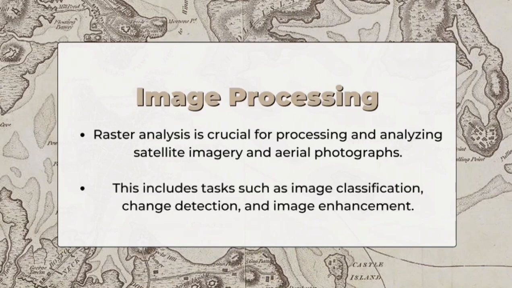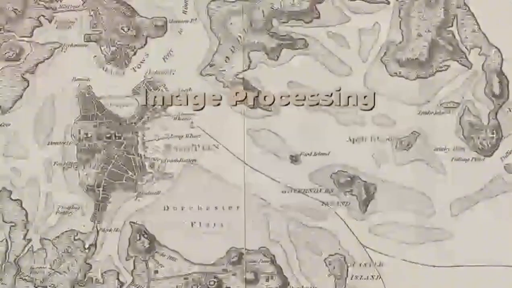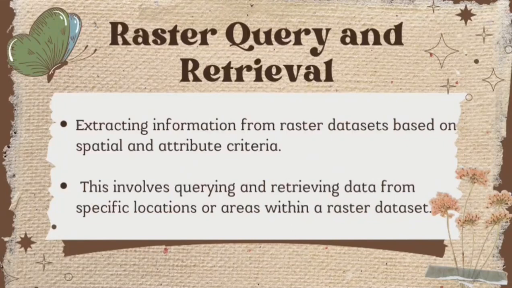For image processing, raster analysis is crucial for processing and analyzing satellite imagery and aerial photographs. This includes image classification, change detection, and image enhancement. Lastly, for raster analysis, there is raster query and retrieval. It will extract information from raster datasets based on spatial and attribute criteria. This involves querying and retrieving data from specific locations or areas within a raster dataset.